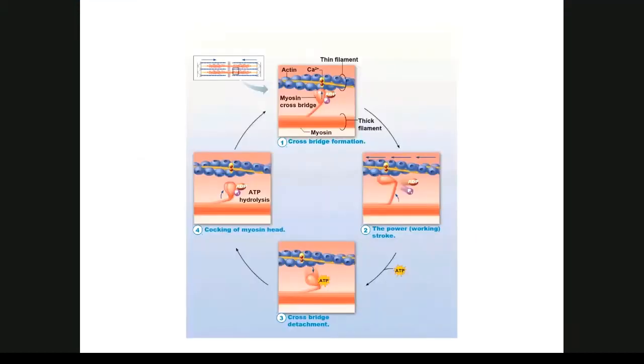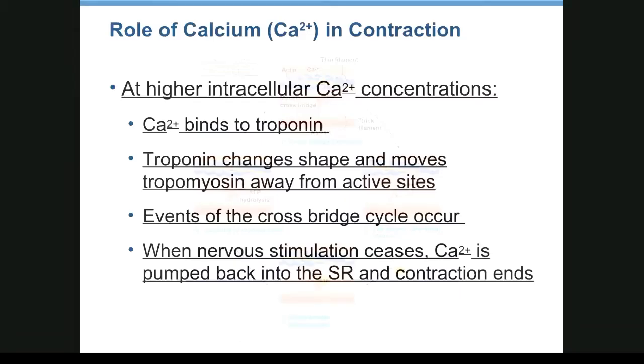This is just a little picture of the contraction. Bridge, it moves over and moves over, and all this uses ATP. And putting the calcium back into the sarcoplasmic reticulum also uses ATP. And when people are dead, they're not able to have any ATP made, so therefore they go into rigor mortis.